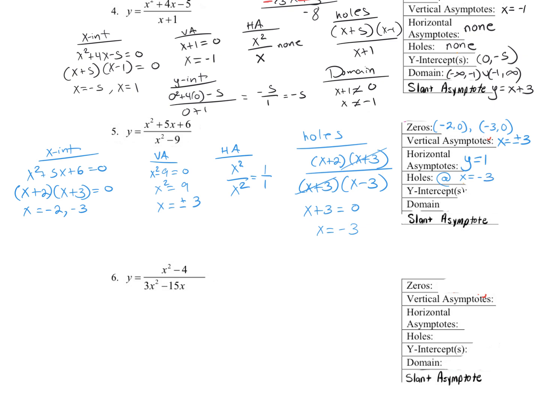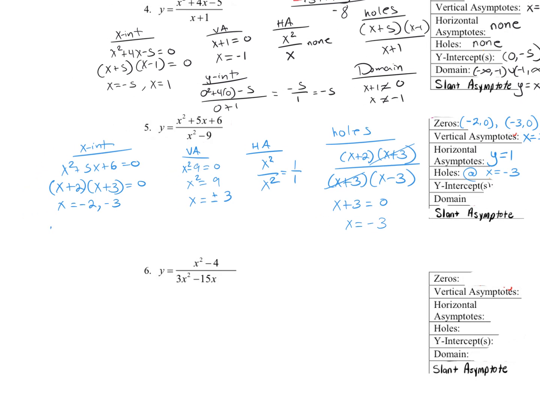Now for the y-intercept, we're going to plug in 0 for every single term that has an x. So it's going to be 0 squared plus 5 times 0 plus 6 over 0 squared minus 9. Everything that has 0 cancels, so we're left with 6 over negative 9. That can be simplified to 2 over negative 3. So the y-intercept we're going to write as (0, 2 over negative 3).